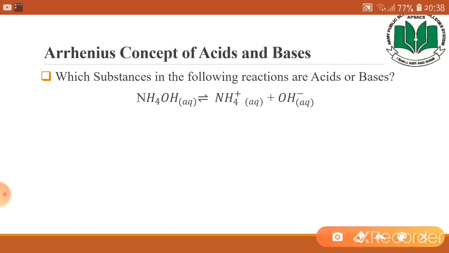As you can see in this reaction, the ammonium hydroxide results in the formation of hydroxide ions when it gets dissolved in water. Since it is resulting in the formation of hydroxide ion, we will call this ammonium hydroxide an Arrhenius base.